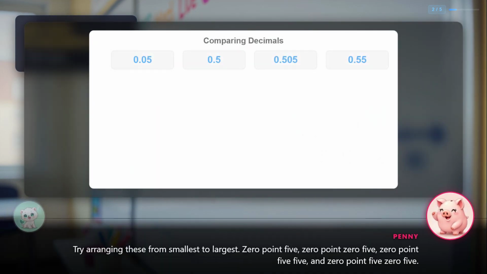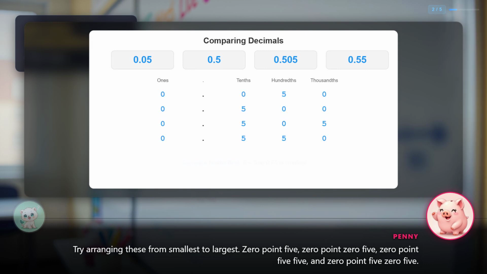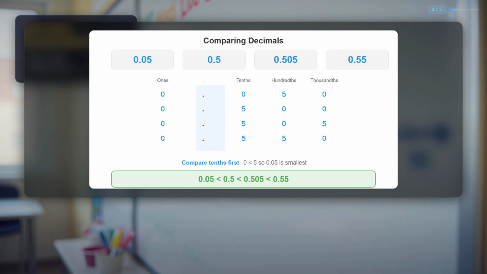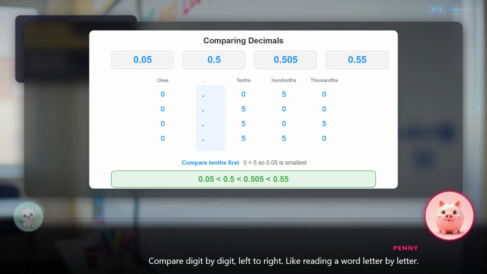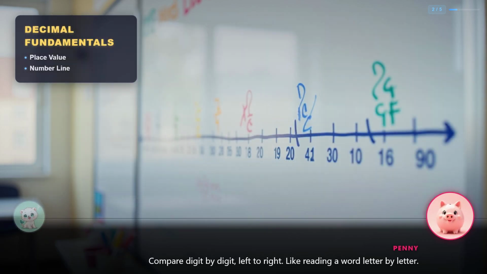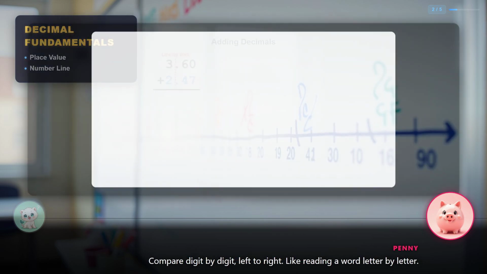Try arranging these from smallest to largest. 0.5, 0.05, 0.55, and 0.505. 0.05 is smallest, then 0.5, then 0.505, then 0.55. Compare digit by digit, left to right, like reading a word letter by letter.